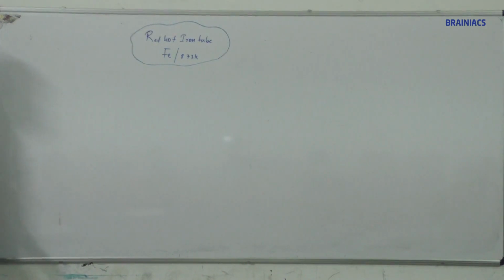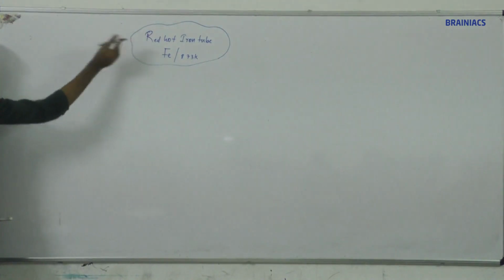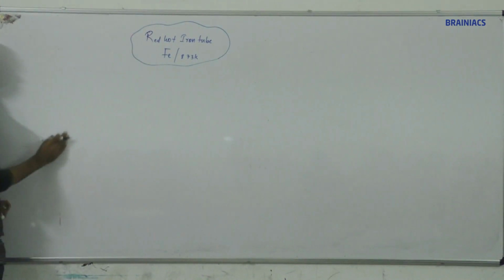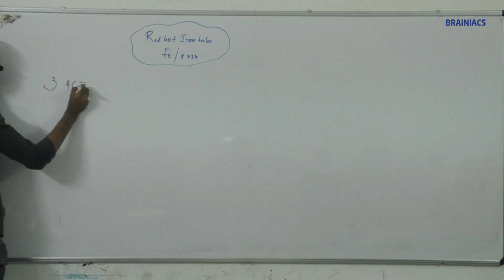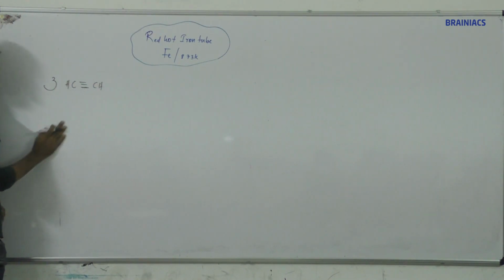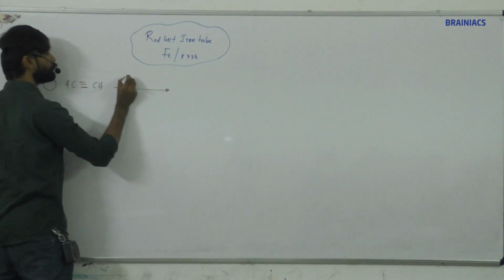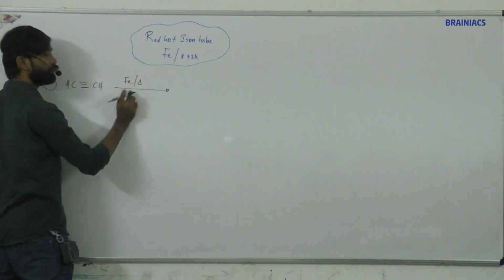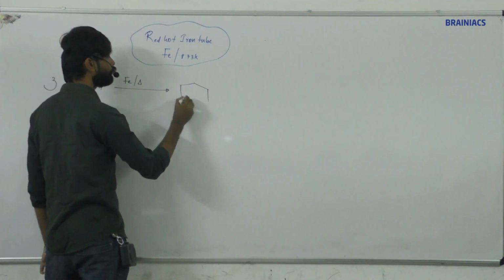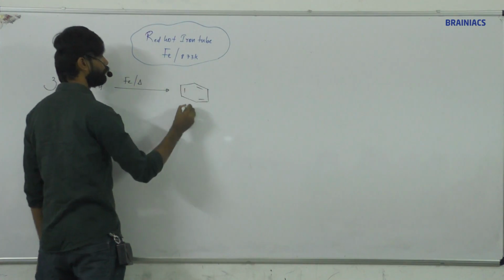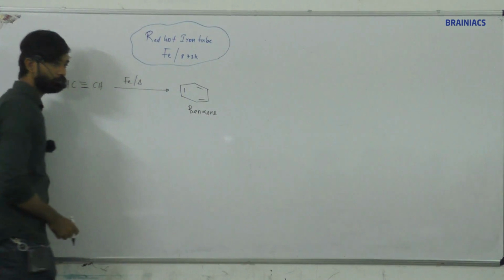Okay, the reagent is red hot iron tube. This reaction has a specific idea. Listen, if I have 3 molecules of acetylene, which pass through red hot iron tube, it undergoes cyclic polymerization to form benzene. So this can be treated as a method of preparation of benzene also.